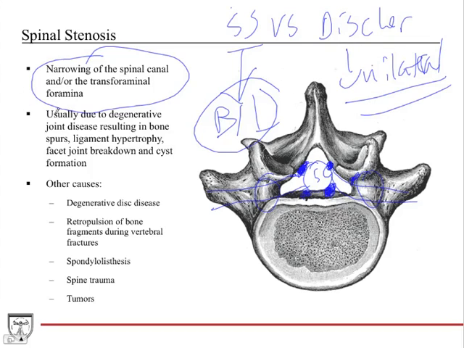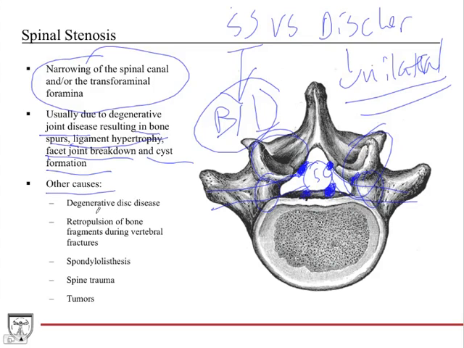Now, what causes spinal stenosis? It's usually due to degenerative joint disease, like we were talking about, resulting in these bone spurs that I've drawn in here. It could be ligament hypertrophy, so PLL hypertrophy or ligamentum flavum. Facet joint breakdown, so breakdown of these joints, can cause arthritis and bone spurs and all that. Cyst formation, so you can have a cyst that forms around these joints and presses on the cord.